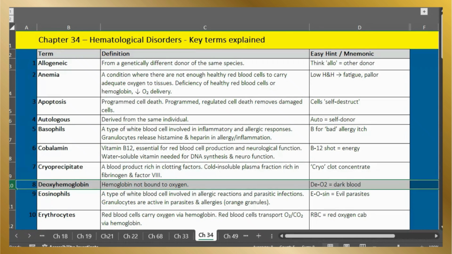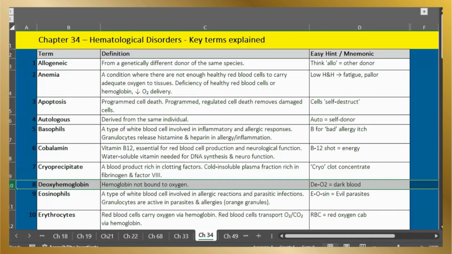This you learn in organic chemistry. Deoxyhemoglobin, hemoglobin not bound to oxygen. So D2, dark blood. It occurs when oxygen is released to tissues. It also gives venous blood its darker color. So this is the one that makes the venous blood darker, bluish.